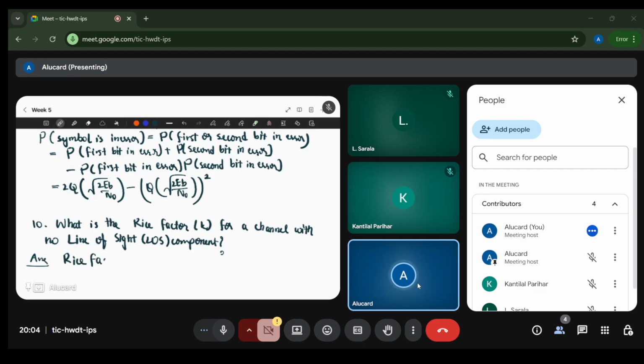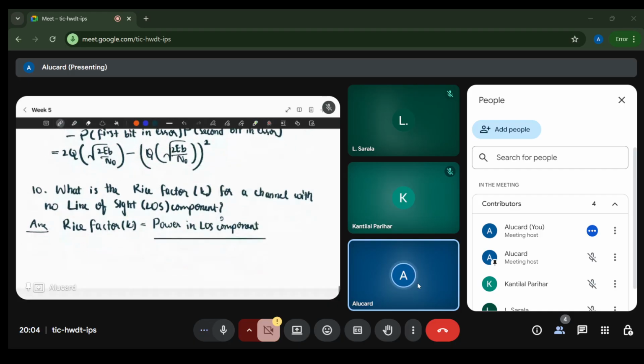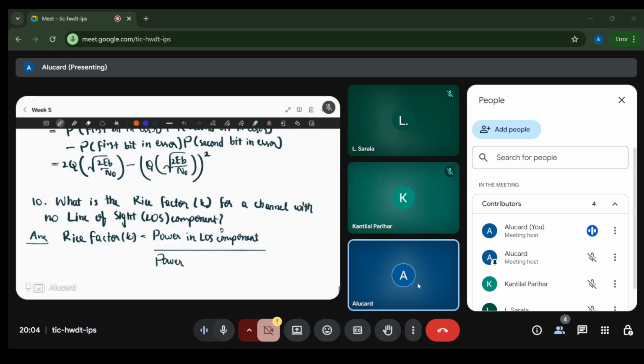Rise factor is nothing but power in line of sight component divided by power in non-line of sight component. So regardless of what the power in the non-line of sight component is, here in this question there is no line of sight component. So power in line of sight component is 0. What does that mean for rise factor?